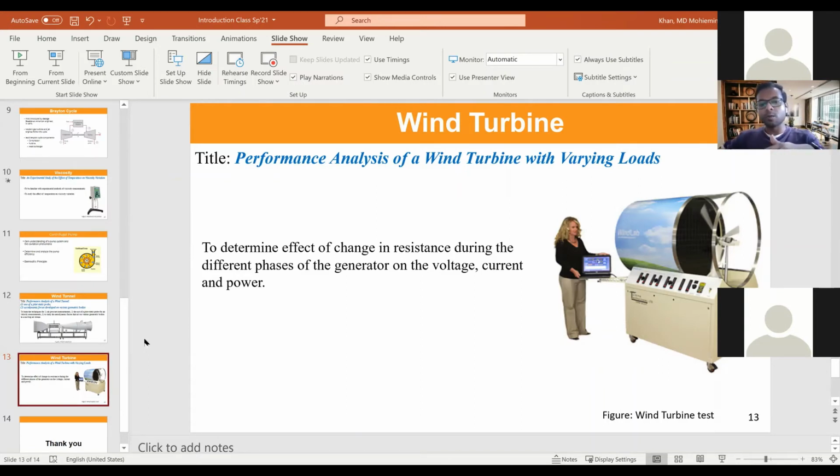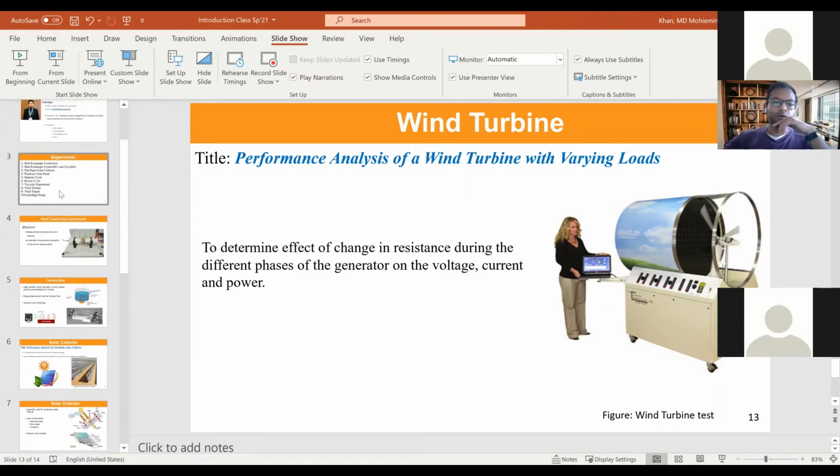So in your experiment, what are you gonna do? You're gonna study the change in resistance, meaning you're gonna change the load on the electrical side, and you're gonna see how it affects the electricity or the energy generation. Okay, so pretty much that's it. That's all the experiments that you have to do.